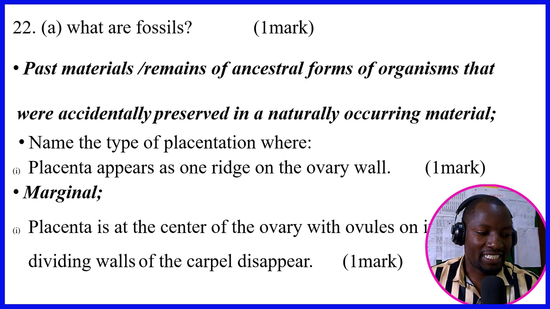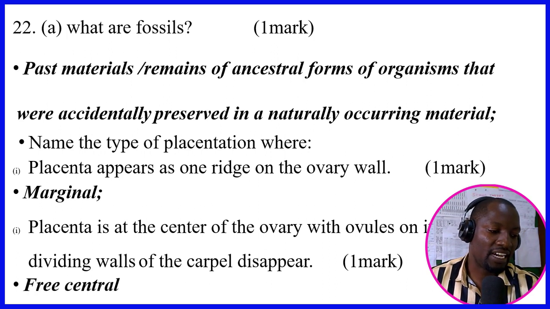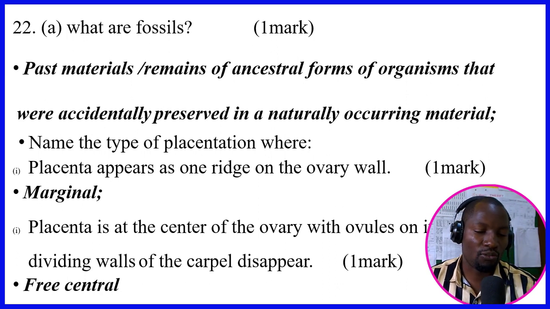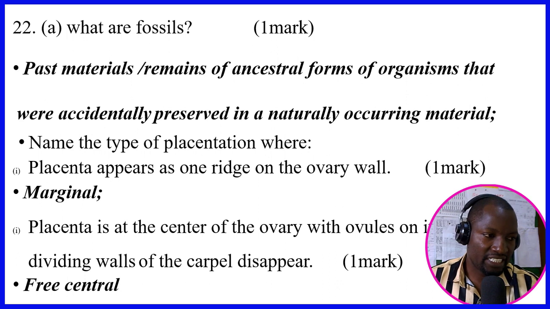Number 2, placenta is at the center of the ovary with the ovules on it, and the dividing walls of the carpel disappear. Which one is this? This one definitely is a free central.